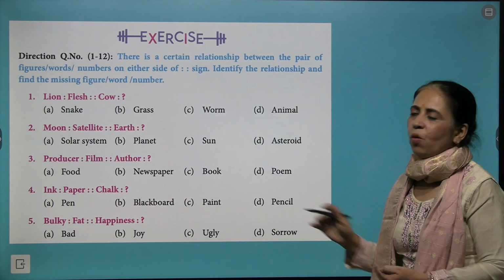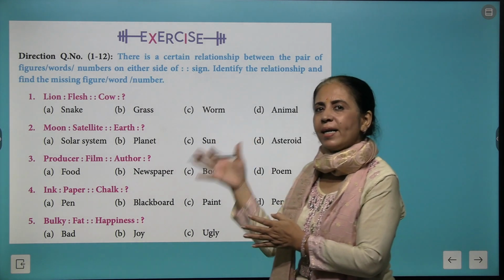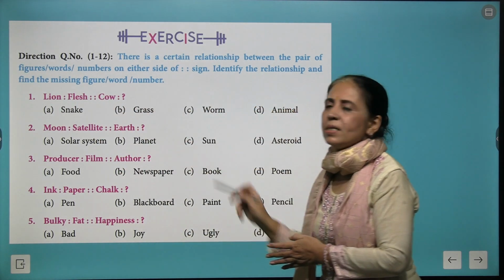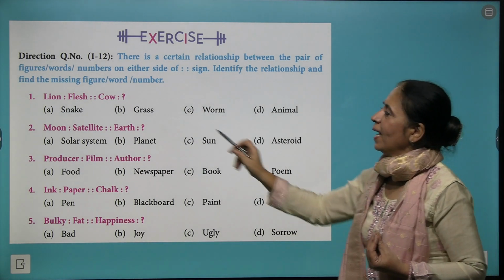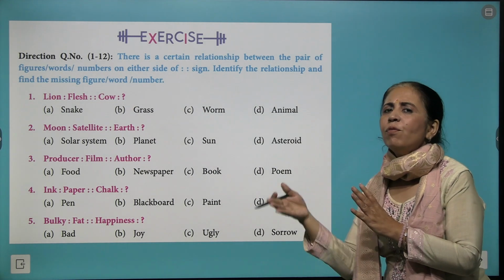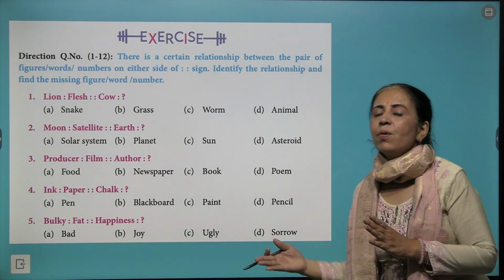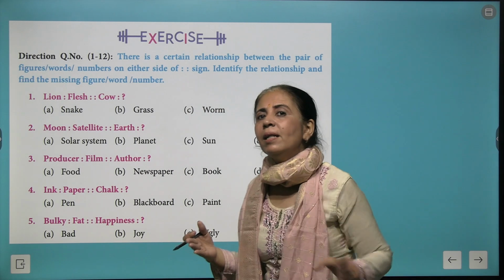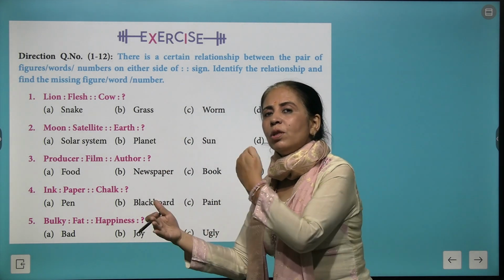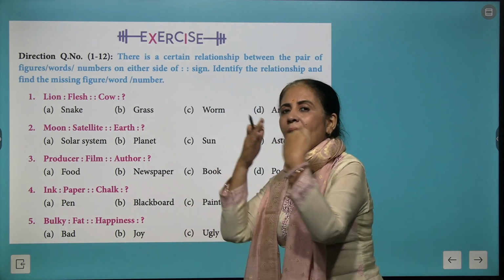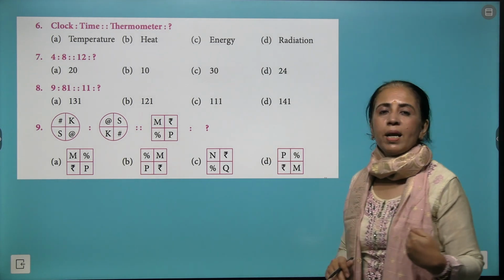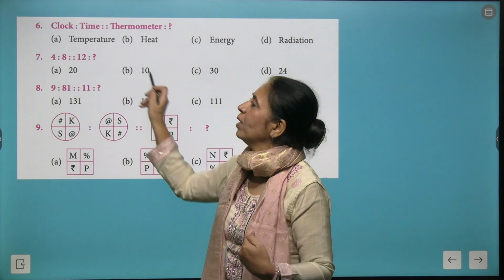And let's see what comes in the bucket of your exercise now. Lion, flesh, cow. What is the food of cow? We say it's grass. So did you understand the connection? You have to create a relation. That relation could be from anything around the globe, and you have to identify how the first relation is created, and in the same way we need to create the second relation. These relationships could be in the form of numbers also.